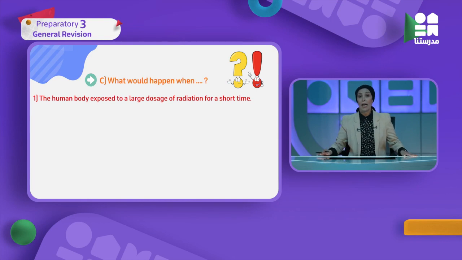Here we have another type of questions which is what would happen if. And if he said to me what would happen if, هو مش لازم يقول لي why. I have to say why because it's a question. What happens if and why?